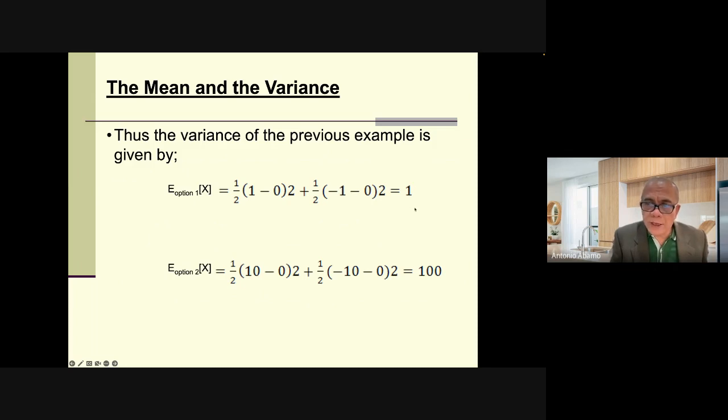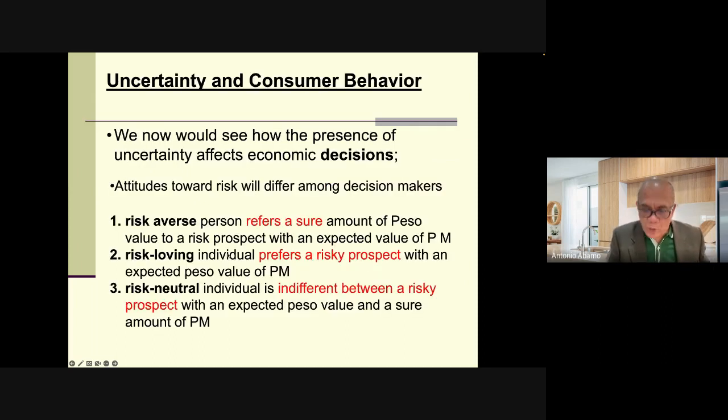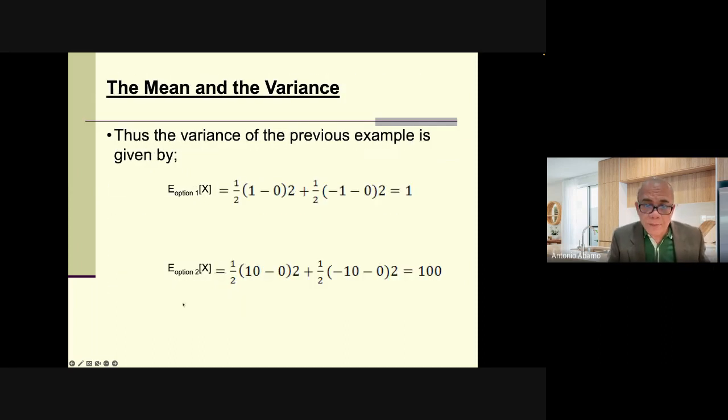The variance, and then for option two, the variance here is 100. You will see that if the payoff is small, the variance is small. But if the payoff is greater, the variance will be greater. That means to say, the higher the return, the greater the risk. Does that follow? In variance, if we look at the variance, the higher the return, the greater the risk.